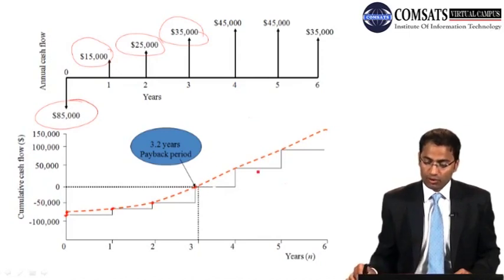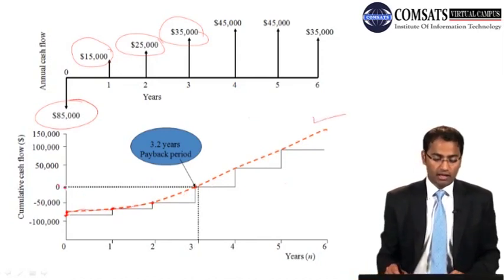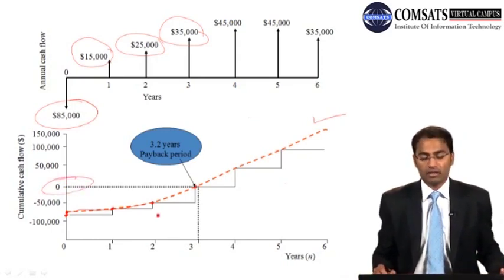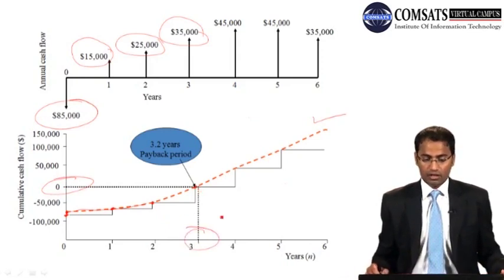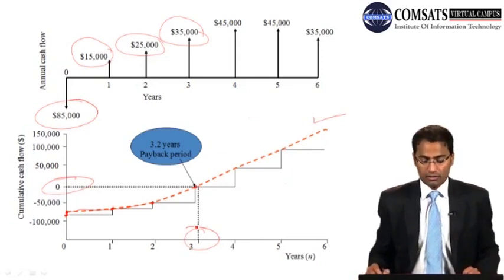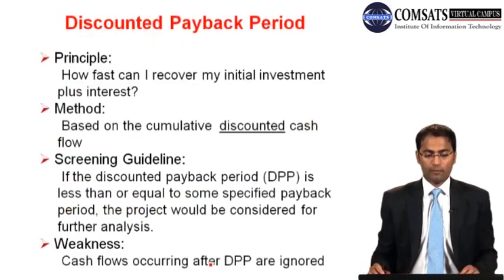and then we draw a line, okay? That is the trend line, and this dotted line is the trend line. There comes a point where your loss or your investment has been recovered. That is a point somewhere over there. So you can read 3.2 years through this chart. That is the payback period for this project, okay?